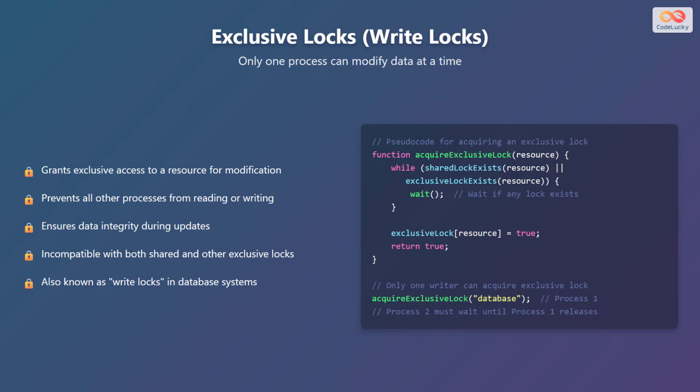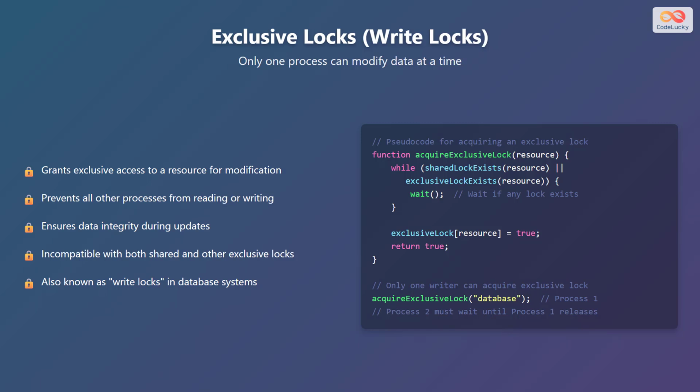Exclusive locks, often called write locks, ensure that only one process can modify data at a time. This prevents multiple processes from making conflicting changes to the same resource simultaneously. An exclusive lock grants exclusive access to a resource for modification, ensuring that no other process can access it during the update. It prevents all other processes from reading or writing the resource, guaranteeing that the data is consistent and accurate after the modification. Exclusive locks ensure data integrity during updates by preventing concurrent access and modifications.